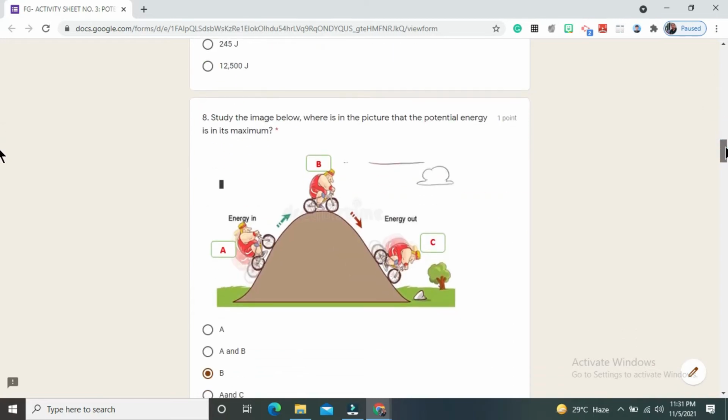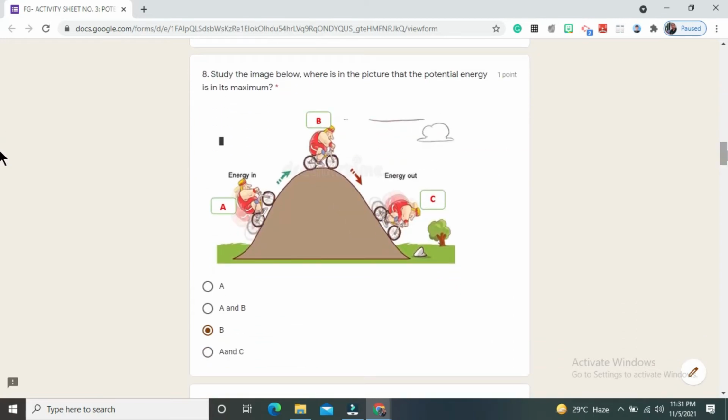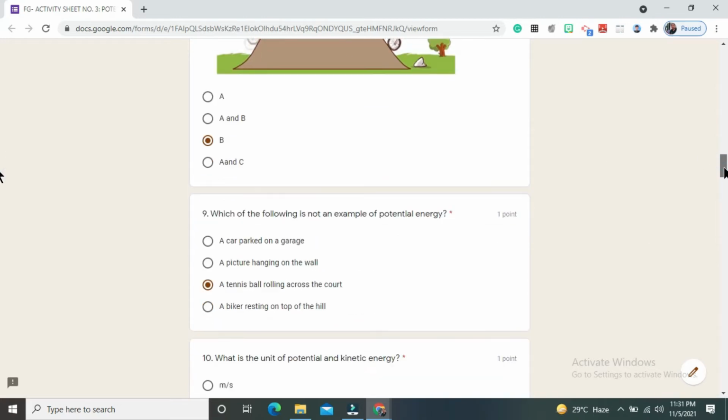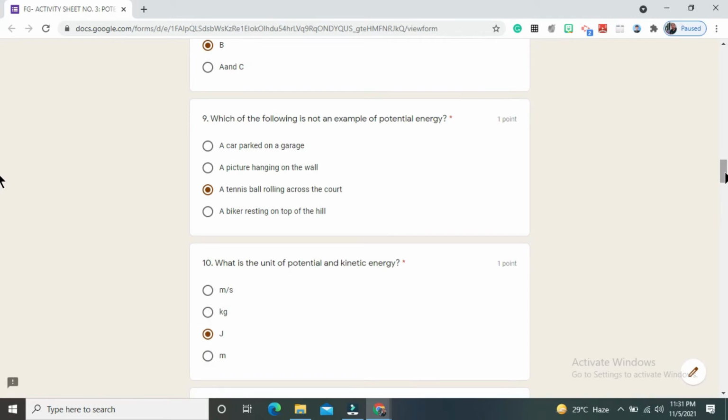Question number 8. Study the image below. Where in the picture is the potential energy at its maximum? The correct answer is letter B. Question number 9. Which of the following is not an example of potential energy? The correct answer is a tennis ball rolling across the court.